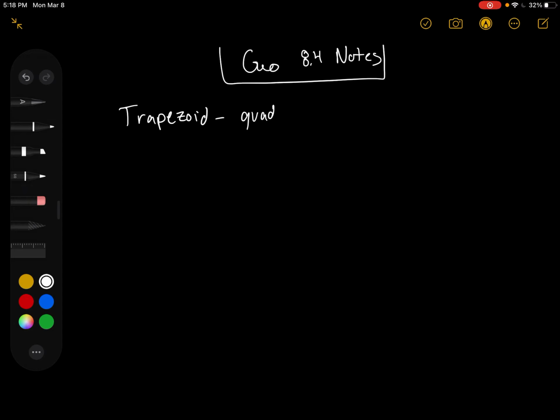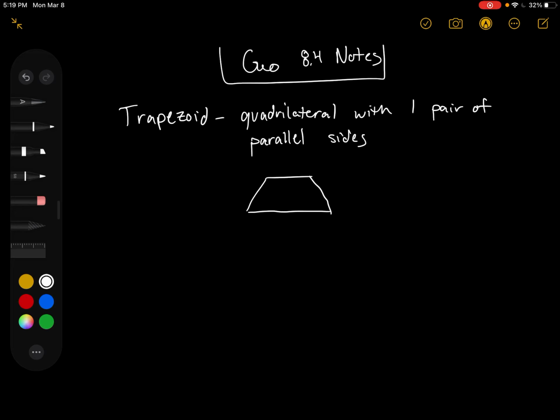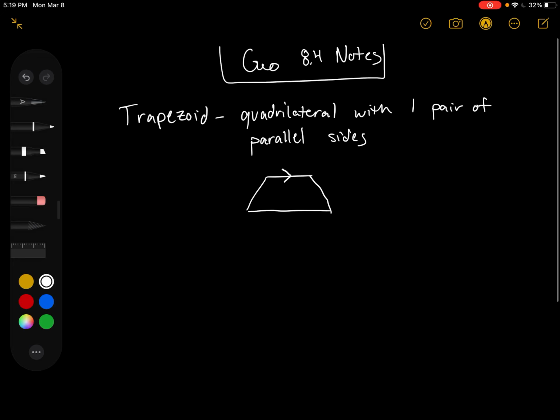So a trapezoid is a quadrilateral, which means it has four sides, with only one pair of parallel sides. So typically what you probably think of is something that looks like this. And using our geometry terms, we know if we make that symbol, those two sides are parallel. If we extend them forever, they're never going to cross. And that's a trapezoid. As long as there's one pair of parallel sides and it has four sides, that's what we need.